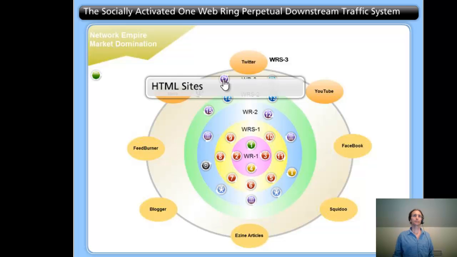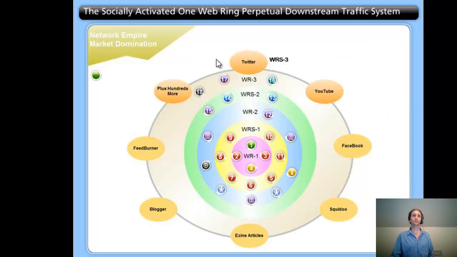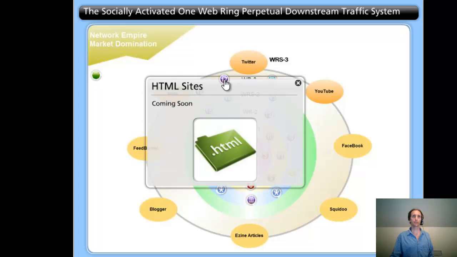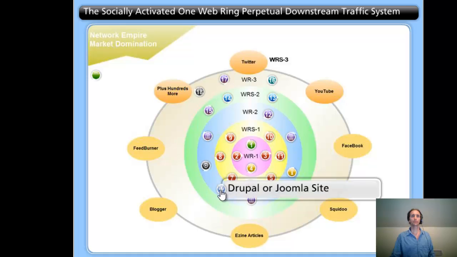Okay, and remember, once you have your website silo architecture and your theme clusters and your EKDNA, you have all the information you need to use very powerful systems that can generate hugely targeted, fully siloed HTML sites on these outer rings. And like I said, you can bring these also into the WR2 area, okay, which is your platform. So you can generate these HTML pages just like you generate Joomla and Drupal sites.